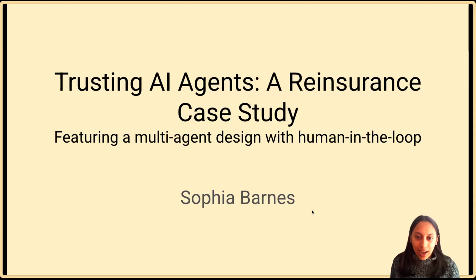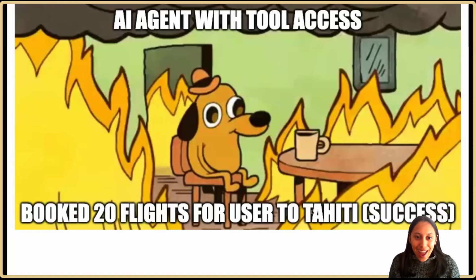So before we actually dive into reinsurance and the use case, I want to say a little bit about what it means to trust an AI agent. We all know that if you give an AI agent full tool access and you unleash it into the world, sometimes there can be unexpected consequences. If it's a travel agent, it could book the user 20 flights to Tahiti. And we want to avoid this situation. So that means we want the user to know what the agent is doing and have the ability to intervene at any point with prompting if the agent goes wild.